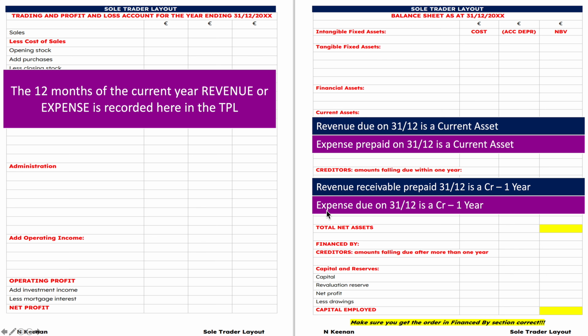But if we had insurance or rates due, well, that wouldn't be a good idea. You should never have insurance due. But let's say light and heat due at the end of the year, that would be a creditor less than 1 year. I say we should never have insurance due. You'll probably never see that, because if you hadn't paid your insurance, you're not going to get paid your claim. So that's not very smart.